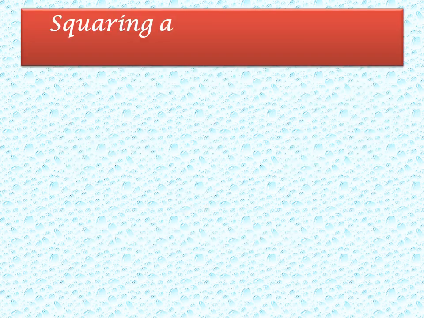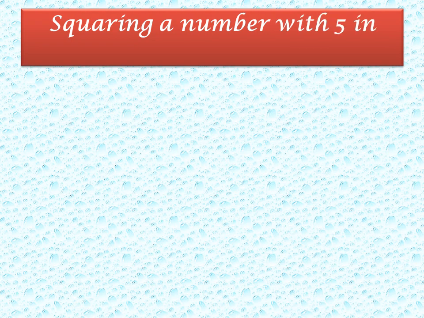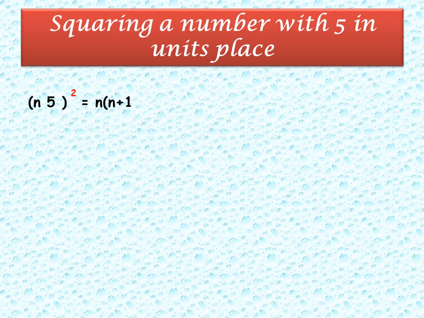Now let us see a trick to find the square of a number with 5 in its units place. If n5 square is the given number, then we can write it as n into n plus 1, and we have to add 5 square next to it as it is. We will use this method to solve a few examples to better understand the concept. And we have to keep one thing in mind: n should not be 0.